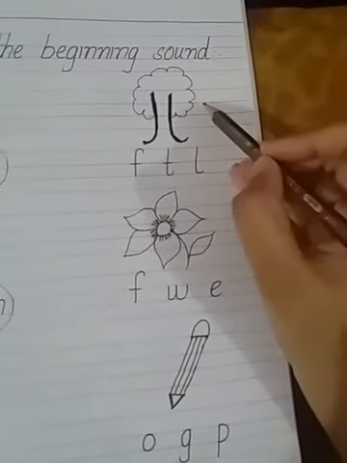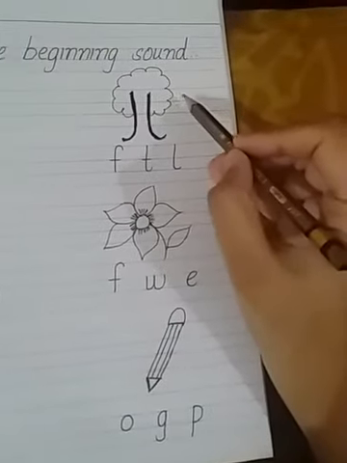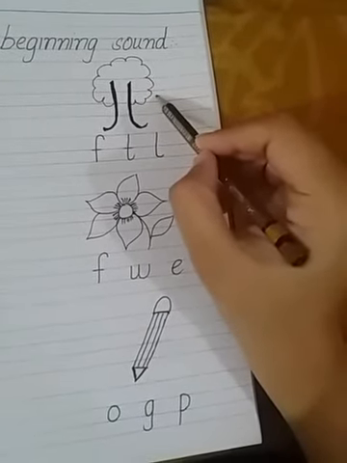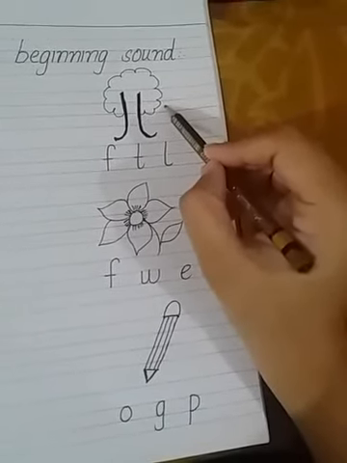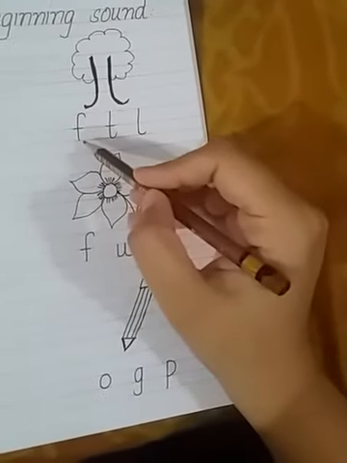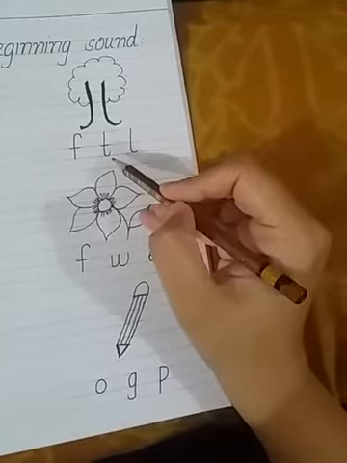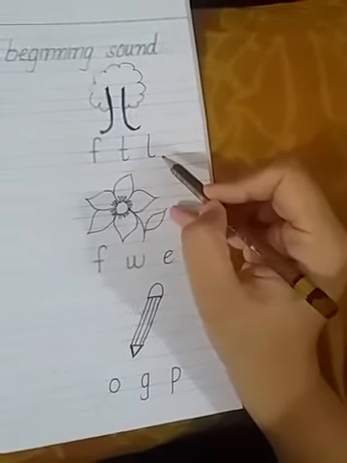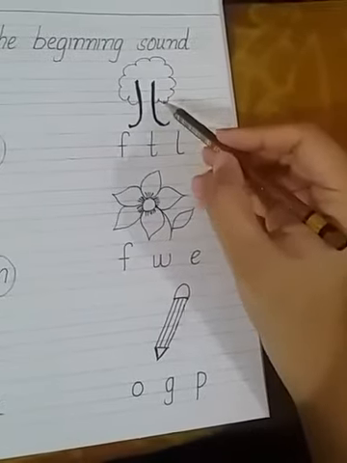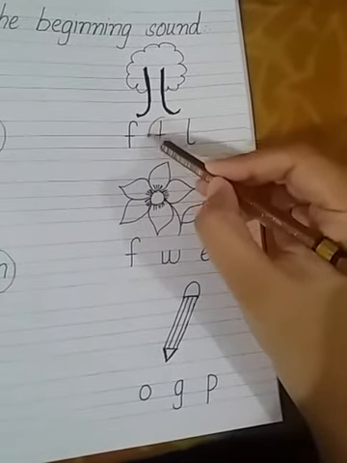What is this? This is tree. The beginning sound of the tree is t. Okay. What should we circle? Sound t or l? T, tree. So we will circle t sound.